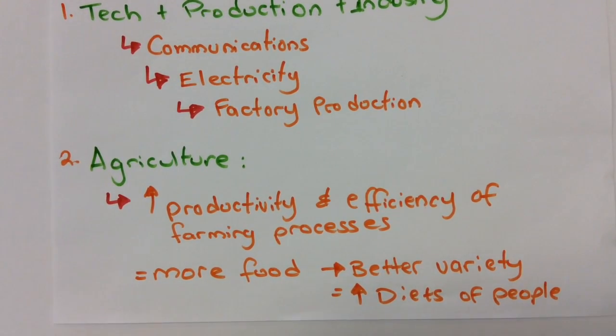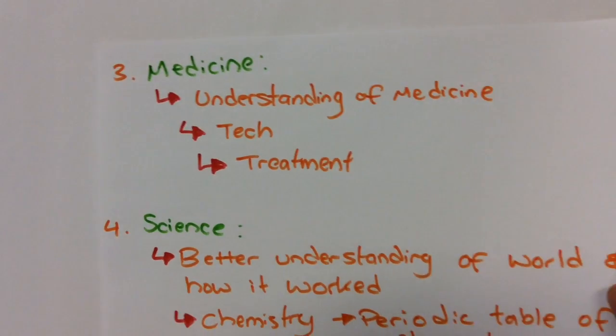Okay, agriculture is another one that we've already learned about in our video on agricultural revolution. There was an increase in productivity and the efficiency of farming processes and practices, mostly caused by increased knowledge on how to farm better, but also the access to machinery and products like that. That meant that there was greater food availability to people, which meant that there was better variety of food, which meant that there was a better diet for people at the time. All important things for survival.